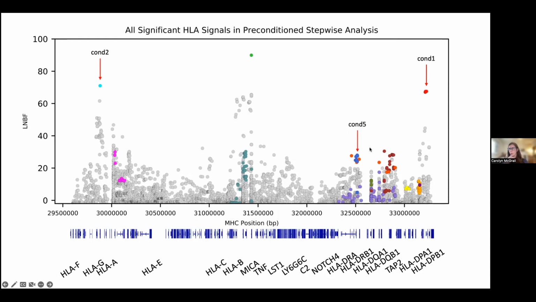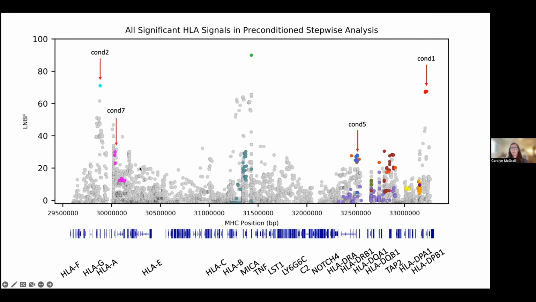Condition 5 is the one that we're interested in and going to investigate first, because it's present in HLA-DRA, which is not typically the polymorphic gene within T1D. It's the DPBs and DQs, but it does seem to have interesting effects and is present in the 5' untranslated region of HLA-DRA.